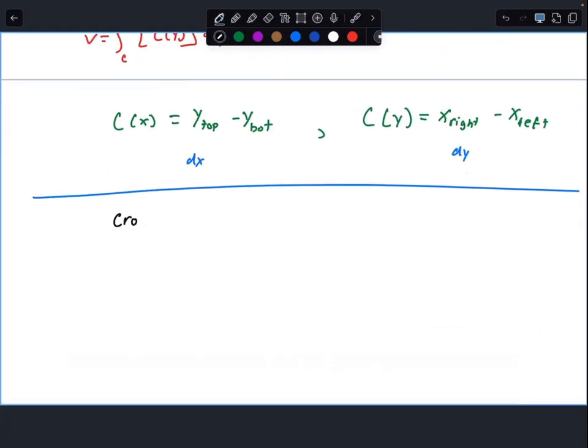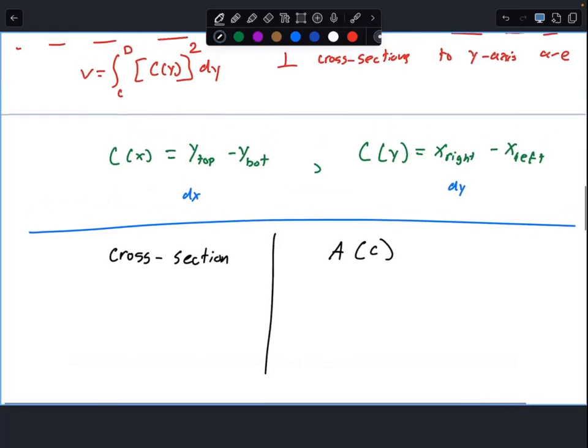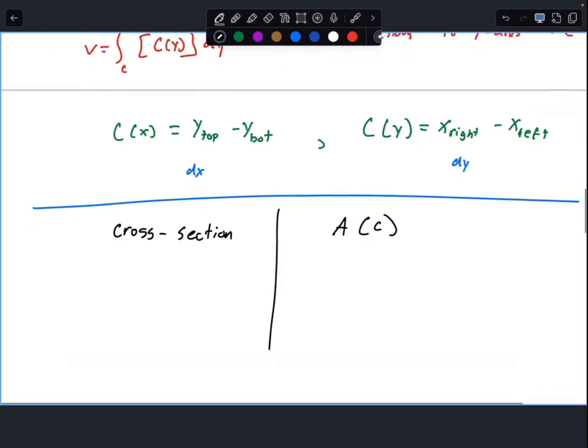So here we have what the cross section is, and what is the area in terms of C. Now I'm just going to write in terms of C. Remember, C could be y top minus y bottom, or f of x minus g of x, or it could be f of y minus g of y if it's dy. It just depends on whether the perpendicular cross sections are perpendicular to the x-axis or the y-axis. So pay attention to that little piece.